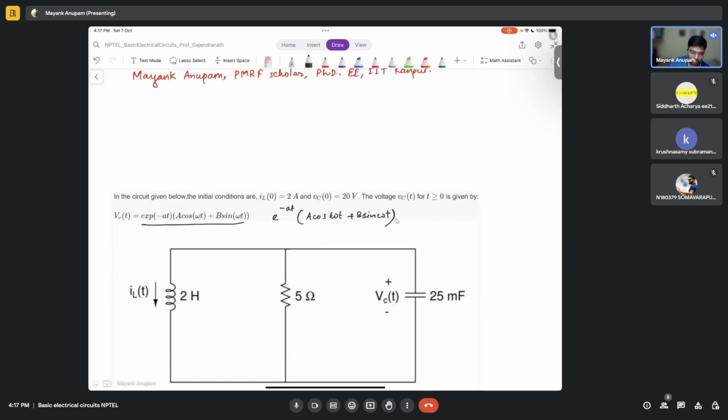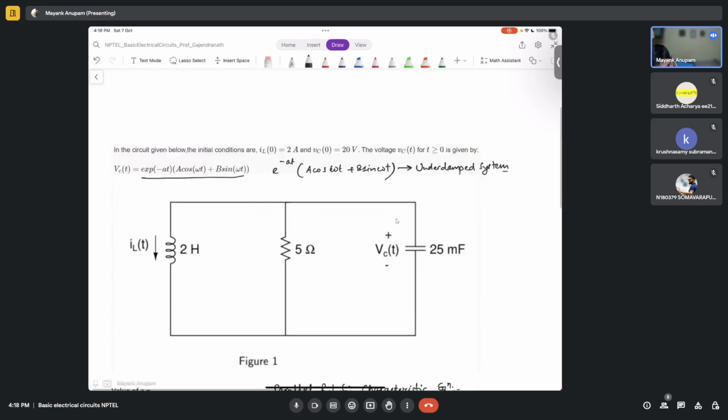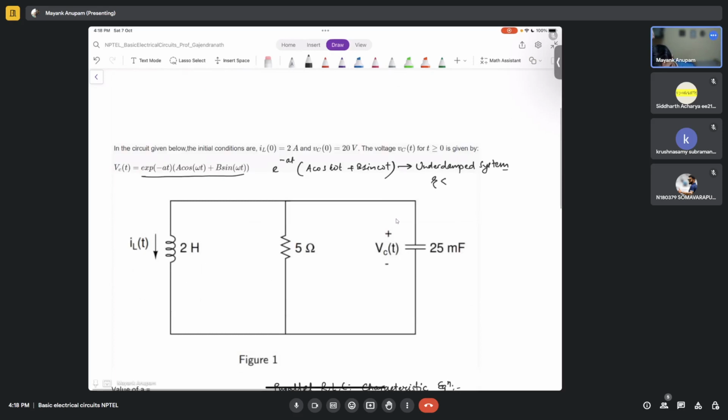There are three types of systems, right? Second order system: one is over damped, one is critically damped, and the other one is under damped. So what kind of a solution is this? Under damped case. Yes, it is an under damped system, right? So under damped systems means what? Zeta is less than? Zeta between 0 and 1.